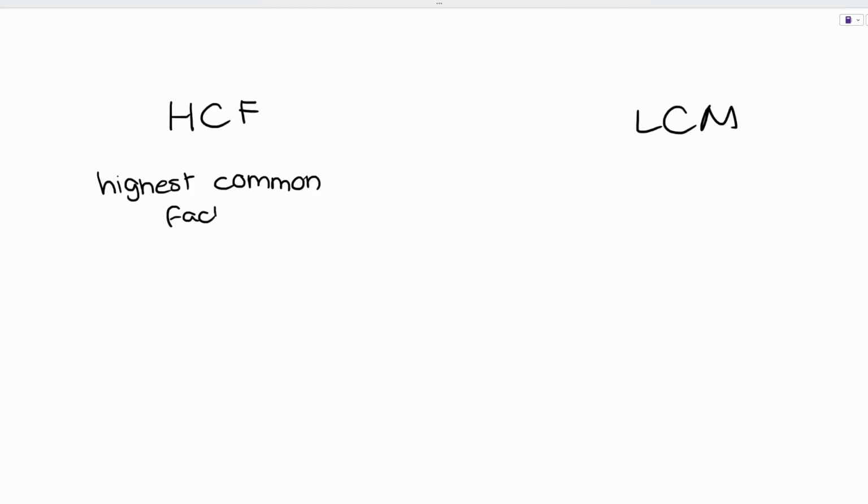Now, you also have to understand something called the HCF and the LCM. HCF is just the highest common factor of two numbers, and the LCM is the lowest common multiple.